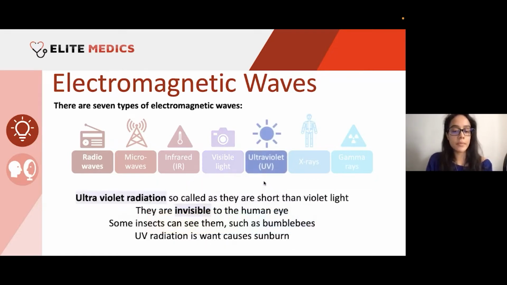So ultraviolet radiation, or UV, is shorter than violet light, and we cannot see it. Okay, so we only see visible light. We can't see ultraviolet radiation. Some insects, however, might be able to see ultraviolet radiation, so things like bees. And if you've been out in the sun for too long on a really hot day and you get sunburn on your skin, that's being caused by UV radiation damage. You're getting a lot of ultraviolet light being emitted from the sun onto your skin. You're absorbing that UV radiation, and that's why you get sunburn.